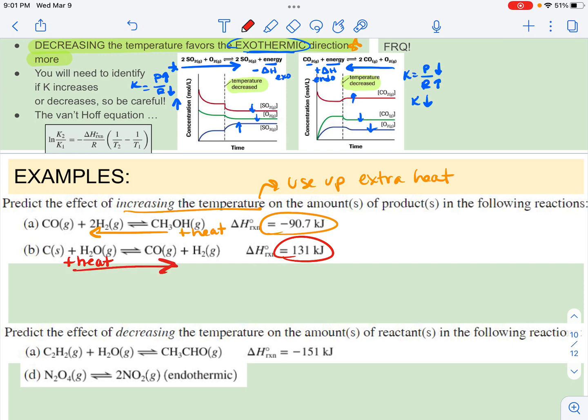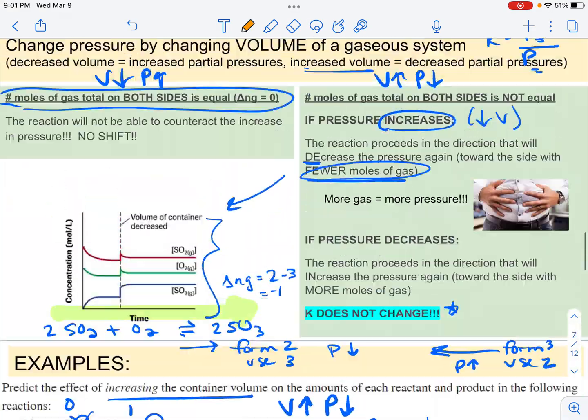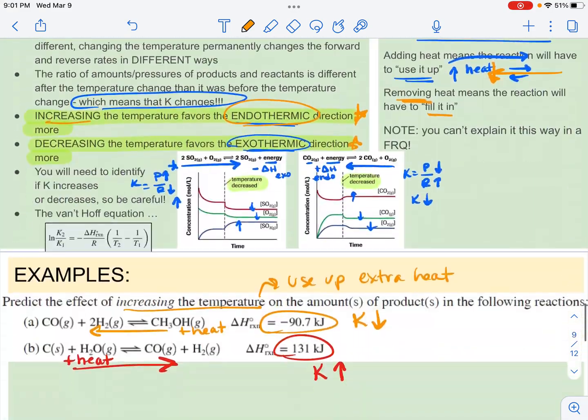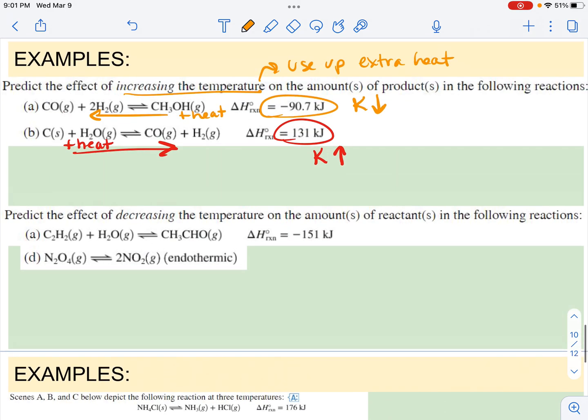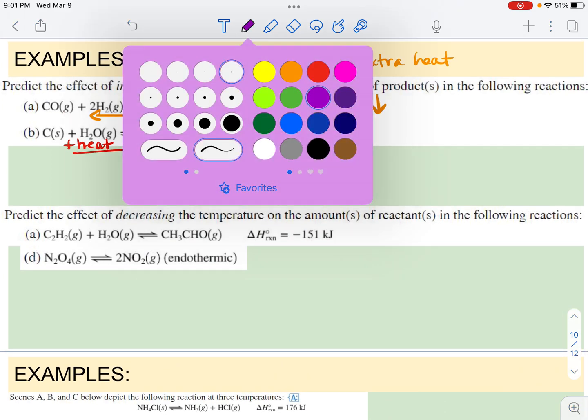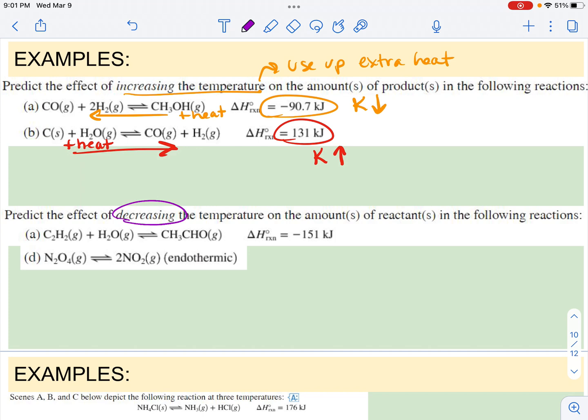All right, so in this case, if I've shifted to the right, K will increase. And in this case, if I've shifted to the left, K will decrease. Again, shifting up here doesn't change K, but shifting temperature changes K. All right, so let's do one where we're changing a decrease in temperature.